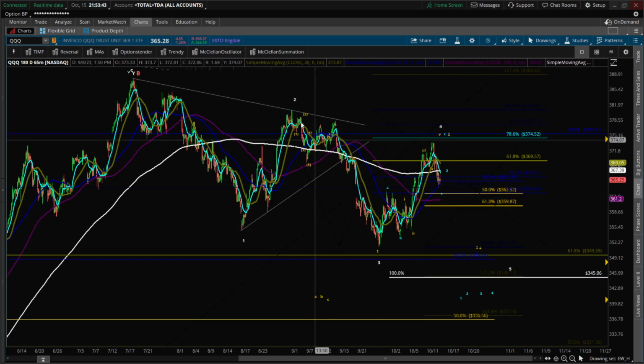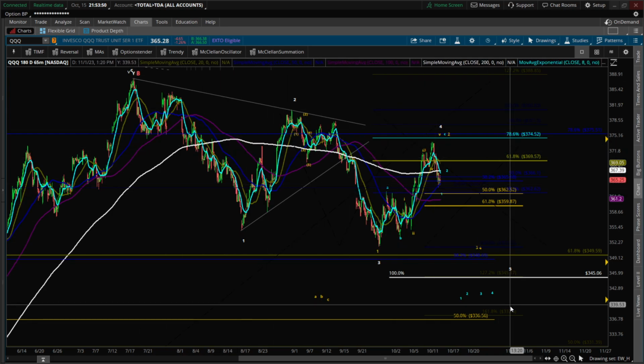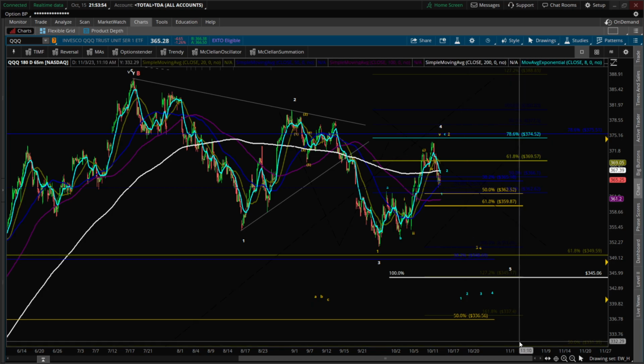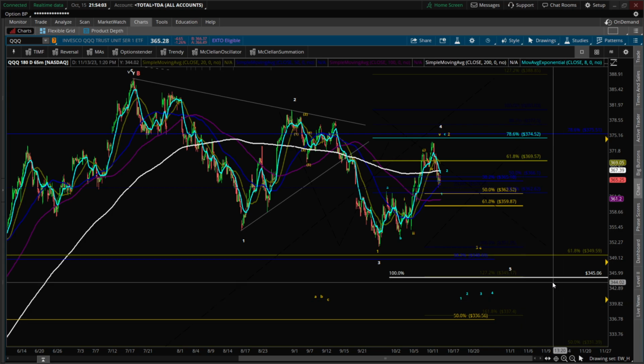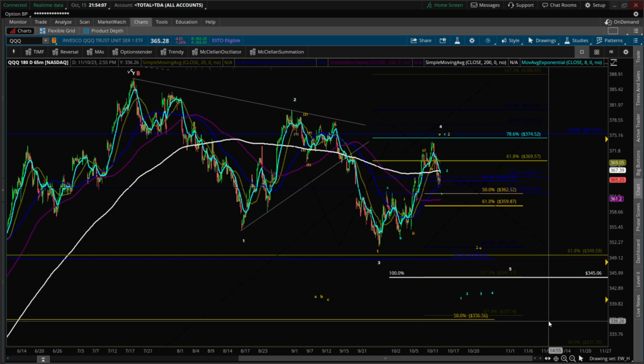Wave 3 cannot be the shortest. Wave 1 is already bigger than wave 3. So wave 5 continues on. That's no longer a wave 5. We're going to keep going. So that's why I have all of these things to build a story. If this happens, then that happens. 345 is very, very important. I know you don't see anything else here.